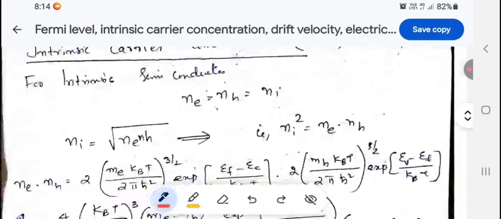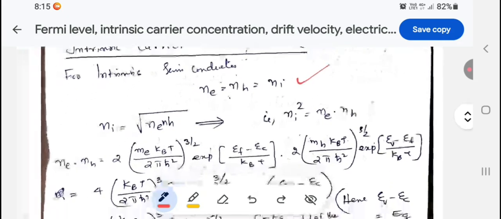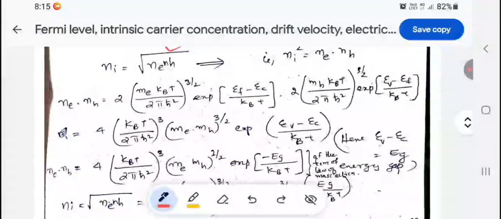Now we have these equations of Ne and NH. From that we need to find the total intrinsic carrier concentration Ni for the intrinsic semiconductor. Ne equals NH, so it can be designated as Ni. Then the relation to find this total intrinsic concentration is Ne into NH equals Ni square. From that, Ni is equal to root of Ne NH. So firstly find the product of Ne into NH.